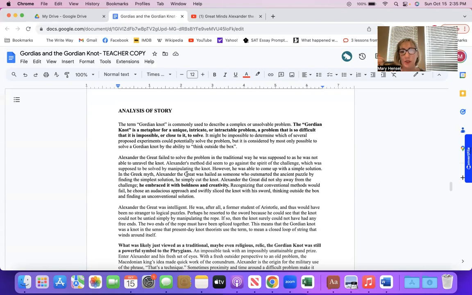Alexander the Great, some of you may think he cheated. He didn't solve the problem in the traditional way, I'll give you that. He was supposed to unravel the knot. He seemed to go against the spirit of the challenge, which was to manipulate the knot. However, he was an outsider. He came in with a new perspective. And if you noticed from the first story, it said he looked at it carefully. He assessed it. He is credited with outsmarting the ancient puzzle by finding the simplest solution by cutting the knot. He embraced it with boldness and creativity.